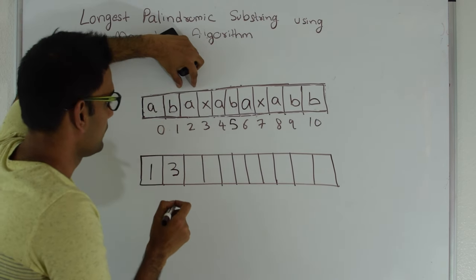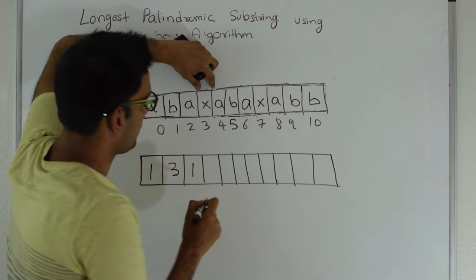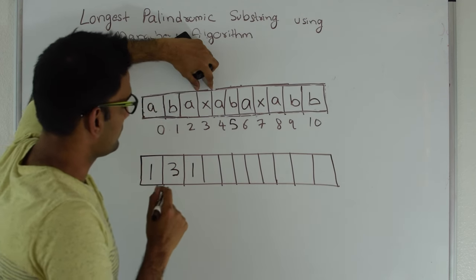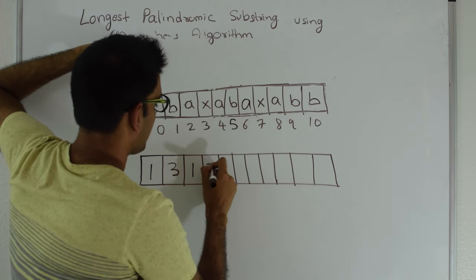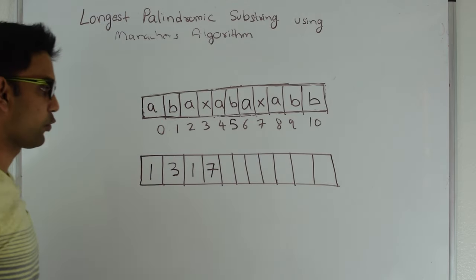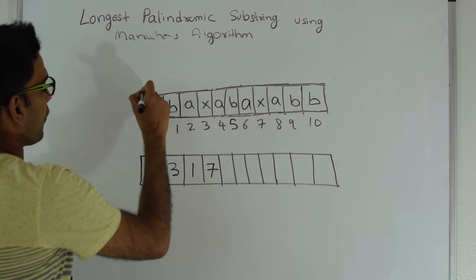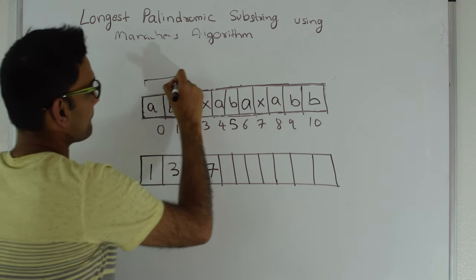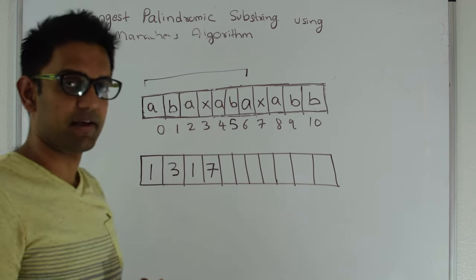Then we go to A. The longest palindrome around A will be of length 1. Then we go to X. The longest palindrome around center X will be 3, 5, and then 7. So 7. At this point, the question is, what should be the next center? So we have already explored till this point. So the question is, what should be the next center?